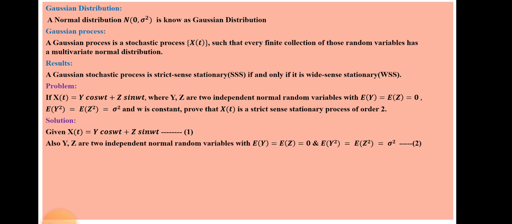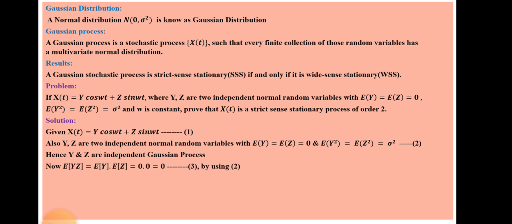X of t, which is equal to Y cos wt plus Z sin wt, is equation number 1. Here given E of Y, E of Z equal to 0. Not variance, it is the mean square E of Y square that is given. Here mean square is nothing but variance, because expected value of Y and expected value of Z equal 0. Variance is nothing but E of Y square and E of Z square, correct? So given E of Y square equal to E of Z square equal to sigma square, that is equation number 2. Hence Y and Z are independent Gaussian because normal with 0 mean and variance sigma square. E of YZ is equal to E of Y into E of Z because independent, that is equal to 0, right?